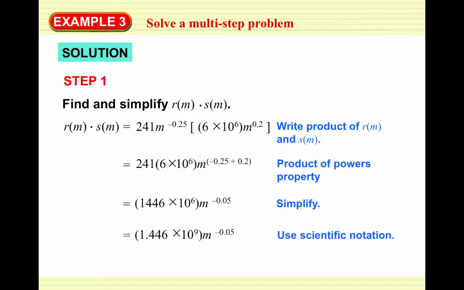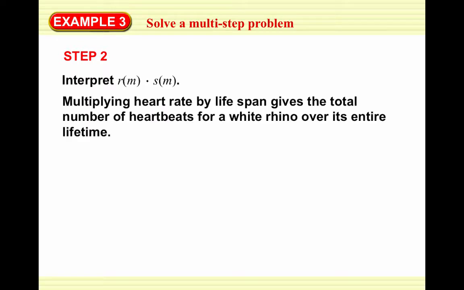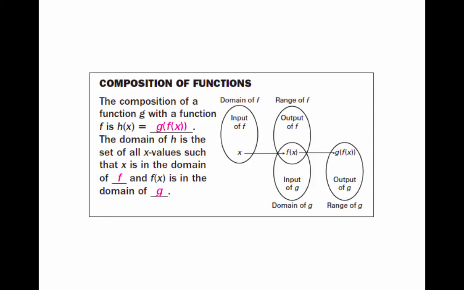Okay, so what does this mean? Well, we took the heart rate and we multiplied it by the lifespan, so that gives the total number of heartbeats for a white rhino over its entire lifetime. That's kind of cool. So based on mass, they can predict how many heartbeats the rhino has for its whole entire life. Okay, so that's just been a review of the different operations you've already known about, adding, subtracting, multiplying, dividing, and just looking at it with some different types of functions.